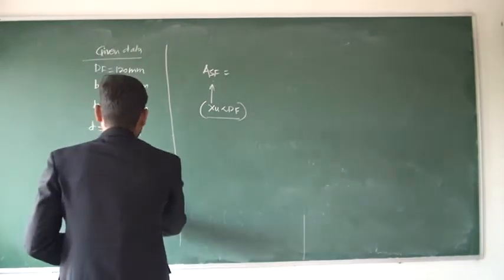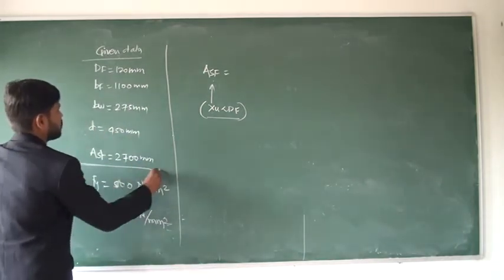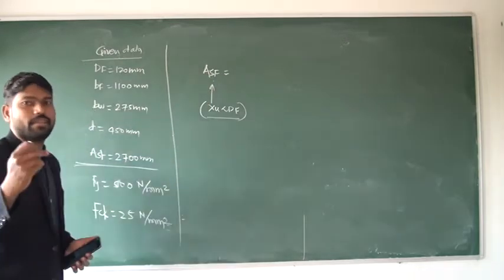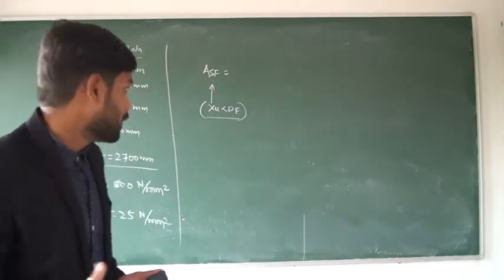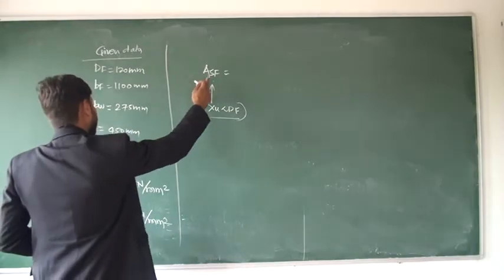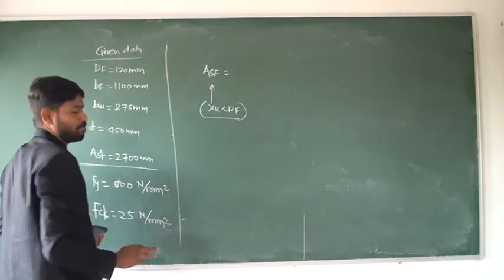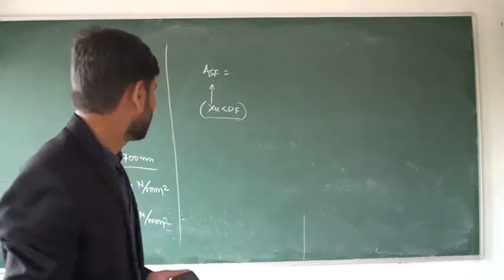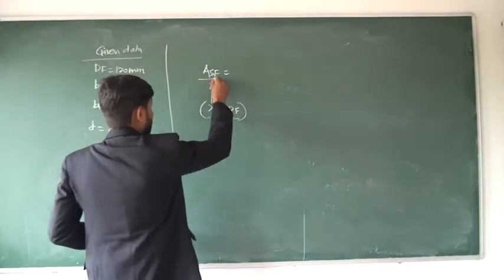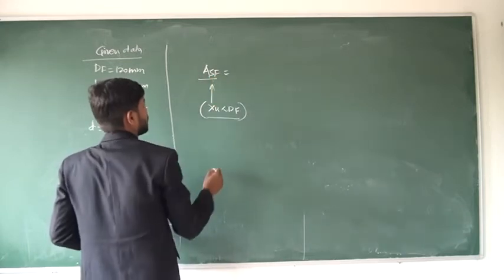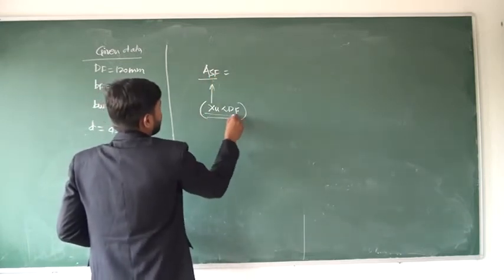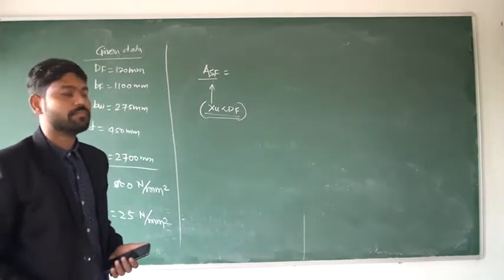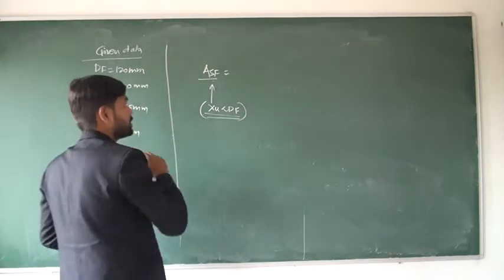But your given AST value, now this given AST value is 2700. If it is greater than ASF, then XU is greater than df. If this AST value is less than ASF, means XU is less than df. Okay, ASF is the maximum steel required to maintain the value of XU less than df. Case number 1. Okay, so how to calculate this ASF?